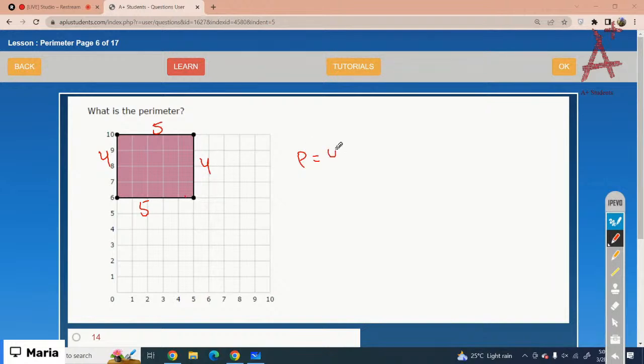So for the perimeter, you just have to add all the side lengths. 4 plus 4 plus 5 plus 5. So it would be 10 plus 8, that would be 18. Got it? So the correct option is 18.